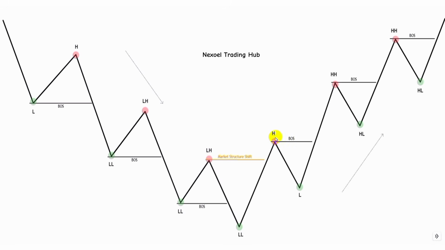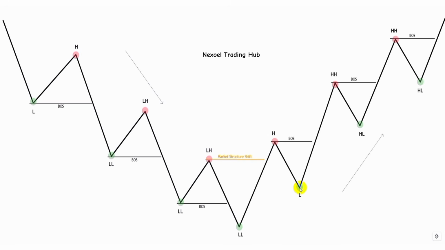Now price created a high because this is higher than this high point. This was a lower high, but now price created a high point. And then we have the pullback to the downside. Price created a low. This is not a lower low because it is not lower than the previous low. So it is now a low.